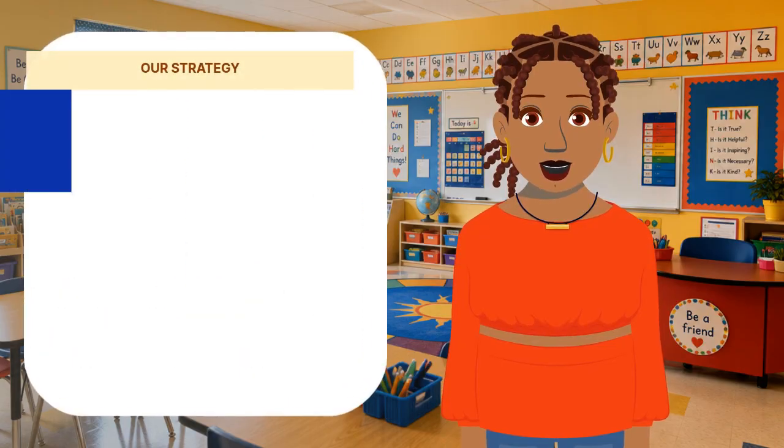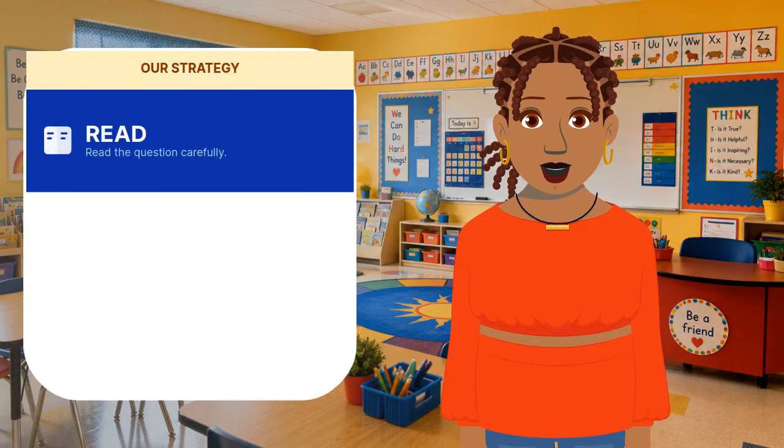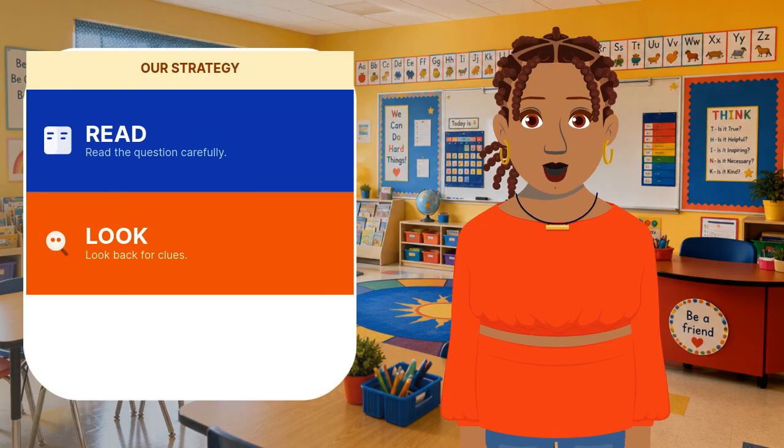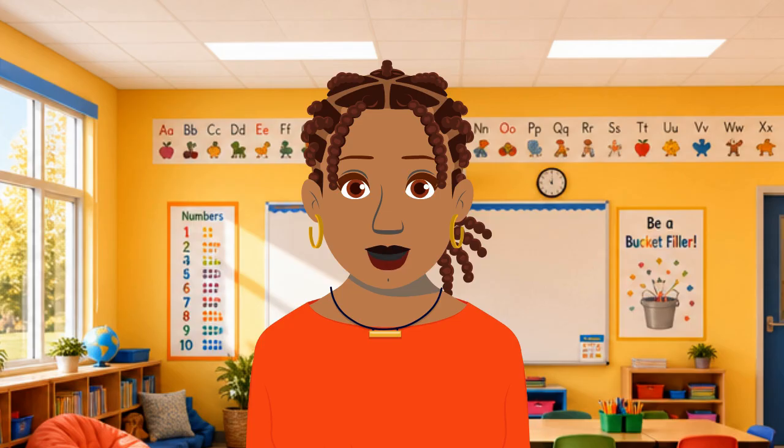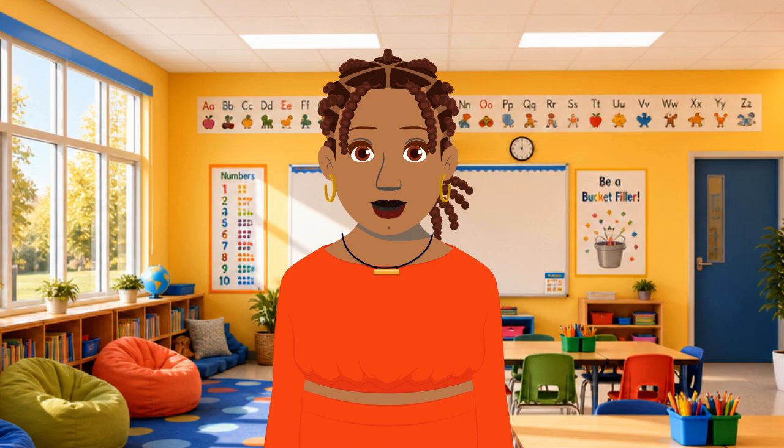Remember our strategy. Read the question carefully. Look back in the story for clues. Prove, choose the answer you can prove with the story. Say it with me. Read, look, prove. If you can prove your answer with the story, you're thinking like a great reader. Every time you see a question, remember, don't guess. Read, look, and prove. You've got this, readers.